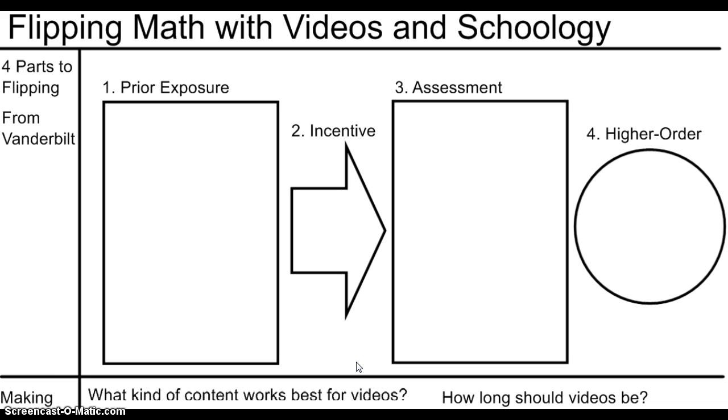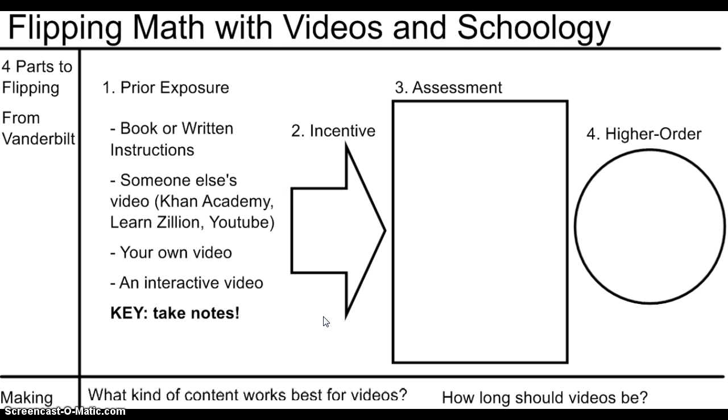So first, prior exposure. Before students come to class, mostly for homework, they need to have some sort of prior exposure. Now, that could be as basic as a book or some sort of written instructions, and usually that's what English does. You read a book at home, and then you come to class and discuss it. But oftentimes, that's not really good enough for math. Oftentimes, it's better to have some sort of real-time explanation.